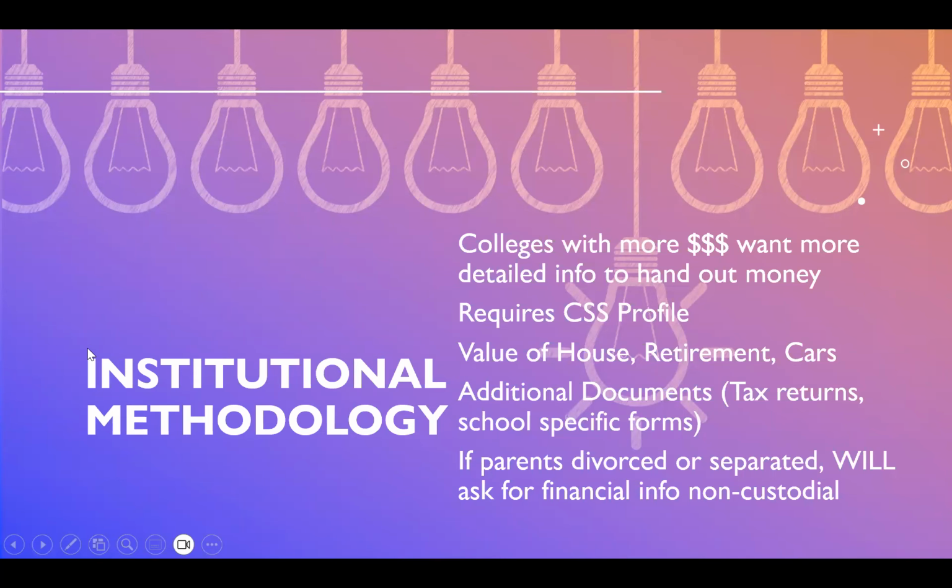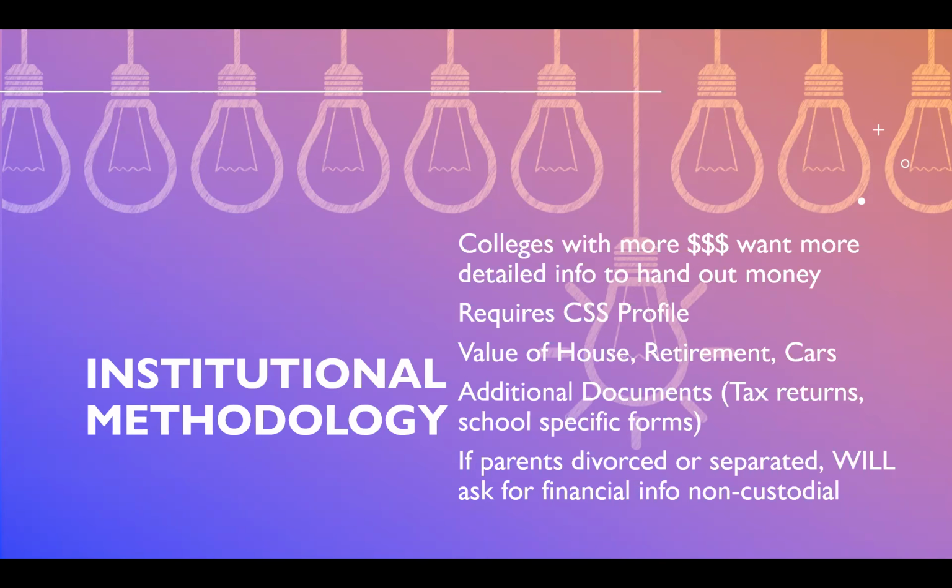Now, getting into the other piece of this, there are some schools that have a lot of money, so they have their own ways of calculating what need means. They will ask for more detailed information. They will have students fill out something known as the CSS Profile. This form is part of the College Board account, and it will ask way more details. The student will log into the College Board account and will start the CSS Profile. It will ask about the value of the parents' house, retirement, cars.